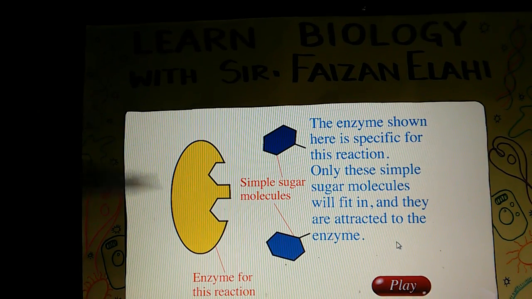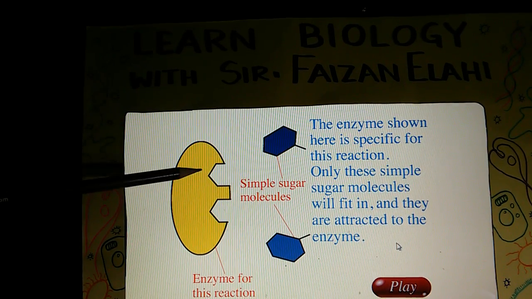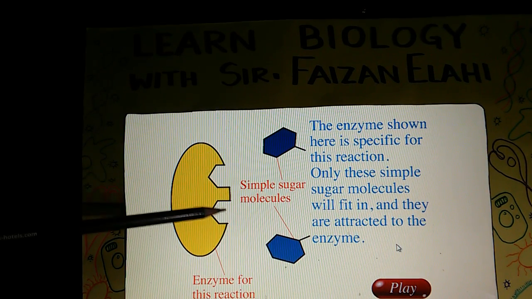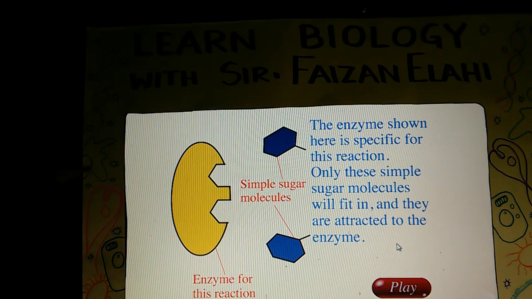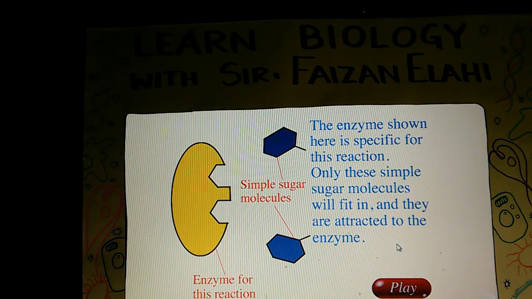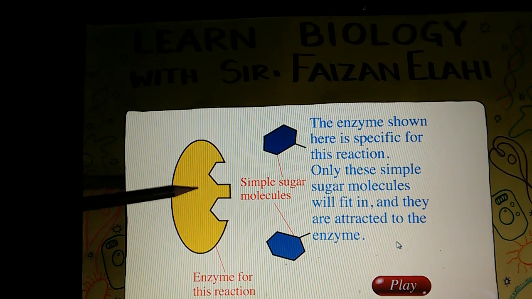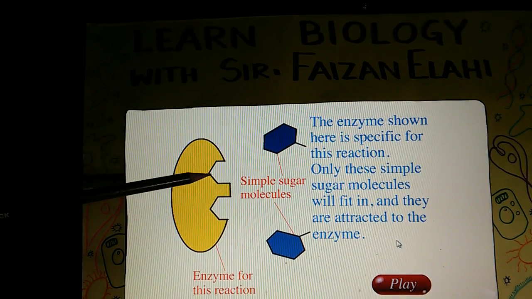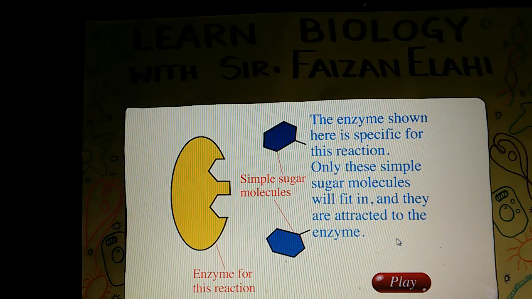This big yellow structure is actually an enzyme, and you will find some depressions or pockets in the structure of the enzyme. These pockets or depressions are known as the active site. Again, you will find the two simple sugar molecules. Now, the enzyme shown here is specific for this reaction. Only these simple sugar molecules will fit, and they can be attracted to the enzyme. You can see the shape of this active site. It is almost similar to the shape of the simple sugar molecules.